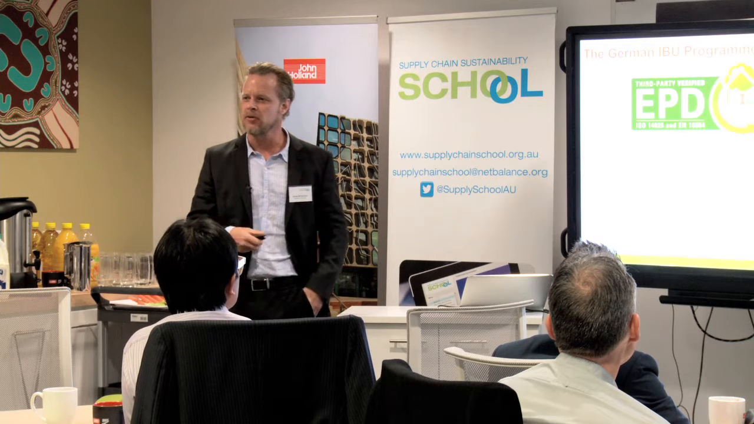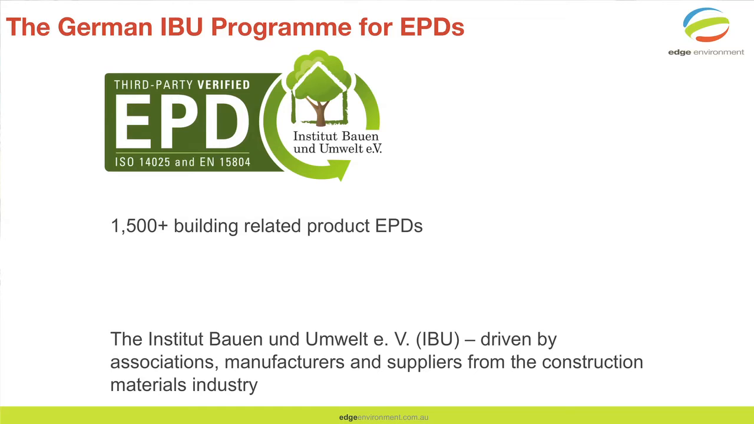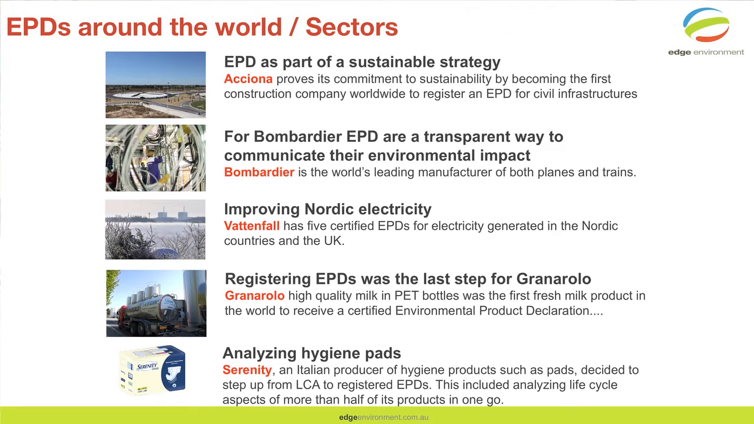There's also the IBU scheme, which is German-centric, but they really got on with it. They've got over 1,500 EPDs of construction products covering everything that goes into a building. So it's really well taken up there. But it's not just construction. Looking internationally, it's been applied by Acciona, for example. They do EPDs on whole infrastructure projects. Bombardier is doing it for planes and trains, rolling stock, electricity, milk, packaging, and hygiene pads. So it's basically across all types of products. There's no focus specifically on construction.